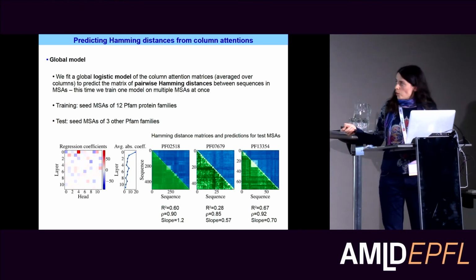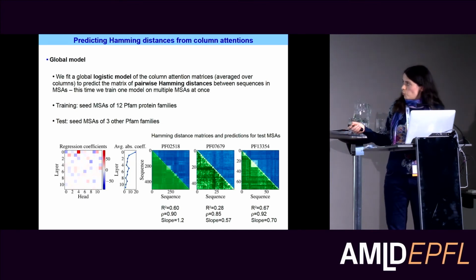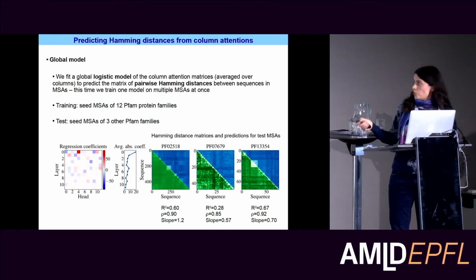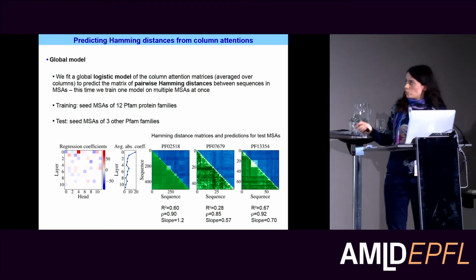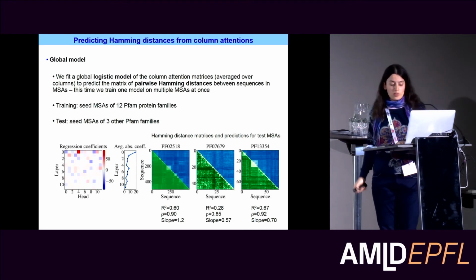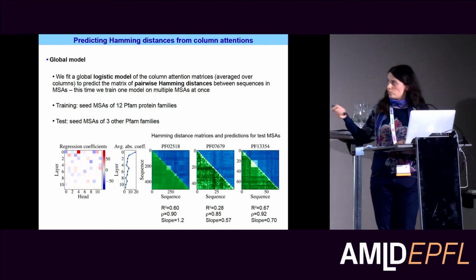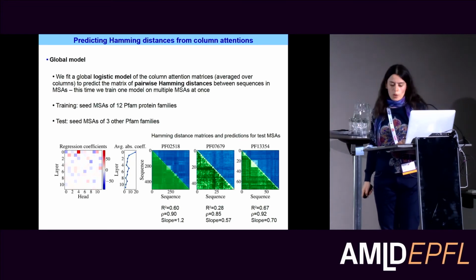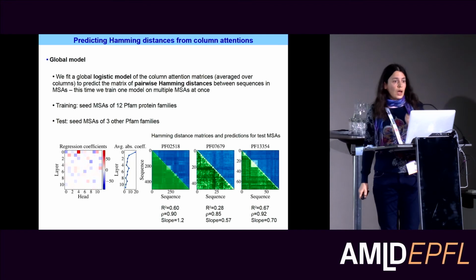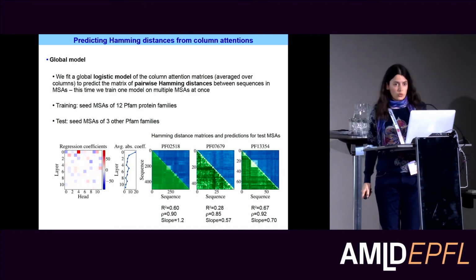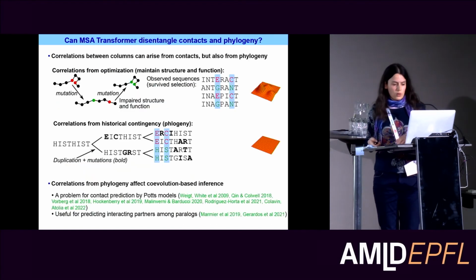The coefficients of determination are nevertheless less good than before, and this is because we have a kind of deviation in the slope of predicted versus ground truth distances, especially for shallow MSAs. So it seems to be a bias for shallow MSAs. But overall, the model is still capturing very well these features of the Hamming distance matrices, which is quite interesting because it's a general model. It seems that MSA Transformer has learned to capture phylogeny in a quite general way, not specific to each MSA.